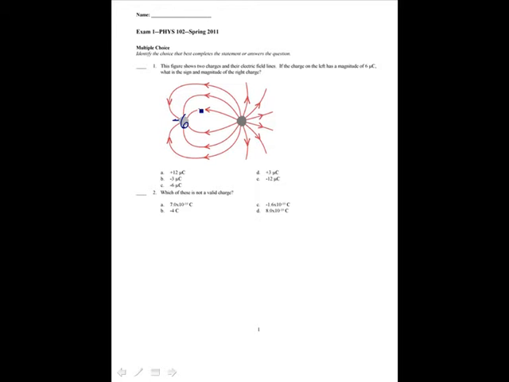6. If we count these field lines, there are 6 field lines over here. There are 12 field lines over here, so this one has twice the charge, which is positive 12 microcoulombs. That is A. Which of these is not a valid charge?